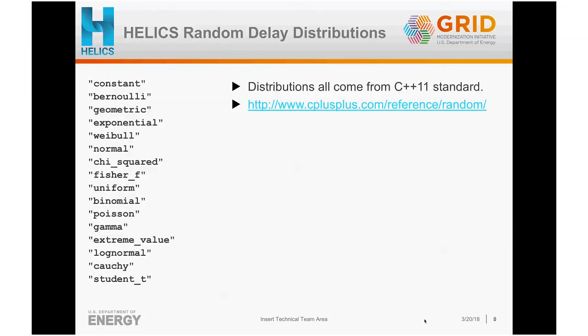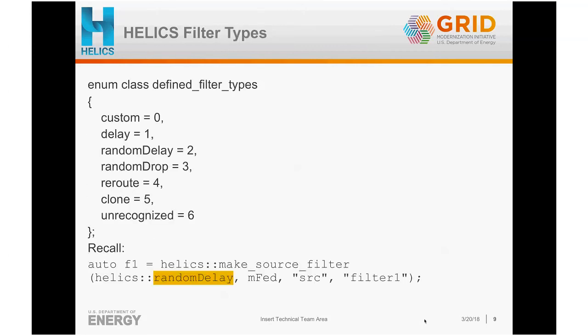So there's a lot of different random delay distributions available in Helix. These are all basically wrapping the random distributions that come as part of the C++11 standard. So there's a link there if you want to see them, and the names are on the left in quotes. And then the make source filter that we saw previously, the types of filters that are currently defined: delay, random drop, reroute. Rerouting filter is what's being used in the NS3 implementation, but I wanted to highlight that this is the list of currently supported filter types.